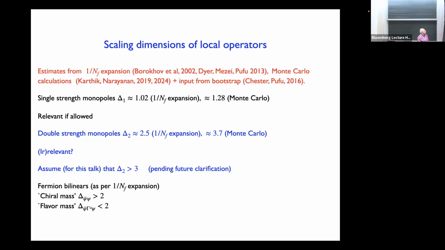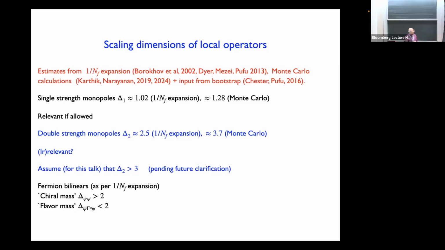So I guess we don't really know what the scaling dimension of the double strength monopole is. But I'm going to be optimistic and just assume that the Monte Carlo is closer to the truth than the extrapolation of 1 over n, and that this double monopole may have a scaling dimension bigger than 3. That's an assumption that I'm going to make to see where we get. And of course, if in the future it becomes clear that this assumption is not true, then we'll have to change the story.